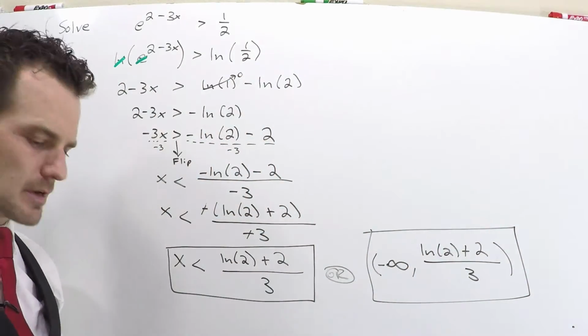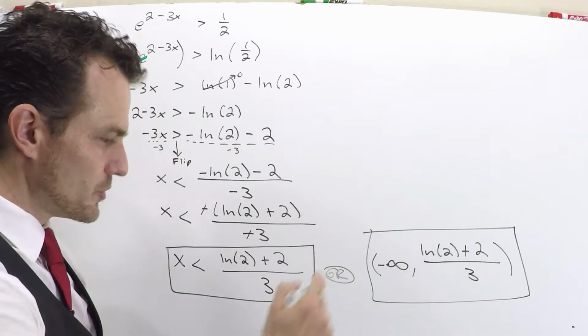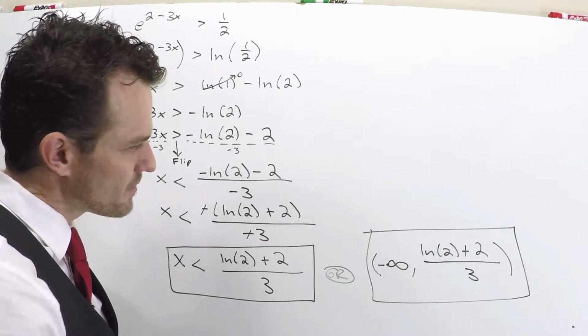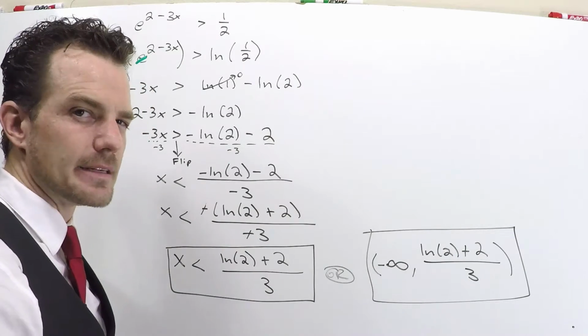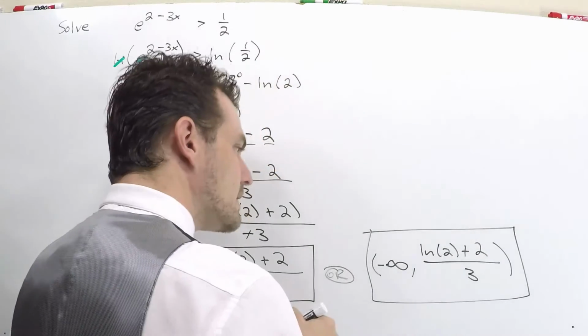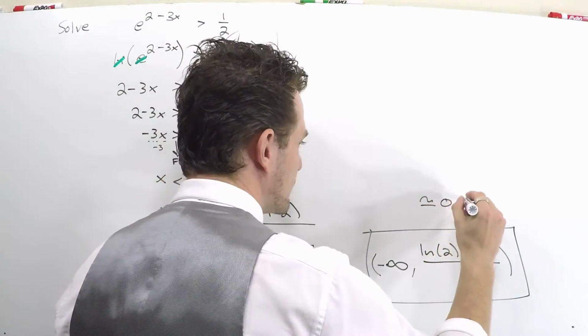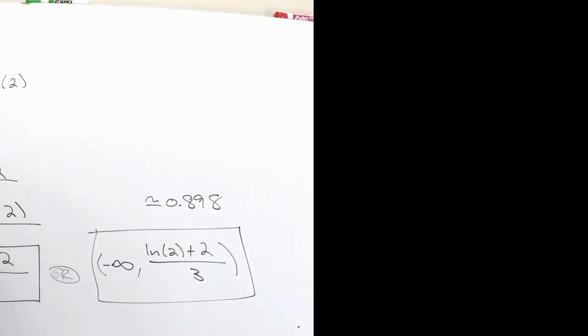What we'll do is we'll look at a graph and see what this looks like. This number, if you throw it into your calculator, turns out to be something like 0.898. So what we're thinking is when we look at this on the graph, there's something special about the number approximately 0.898 that we want to see.